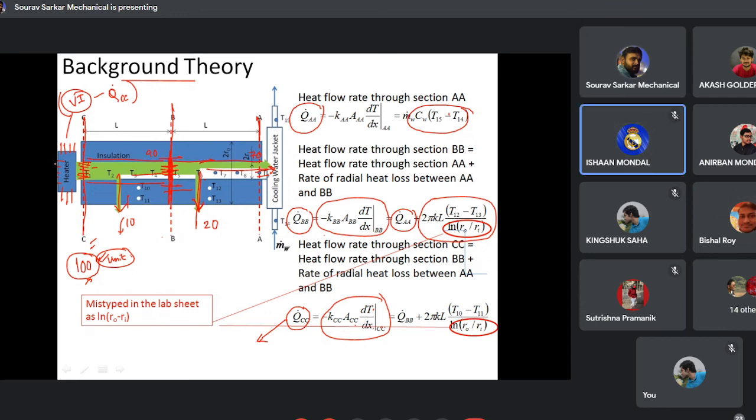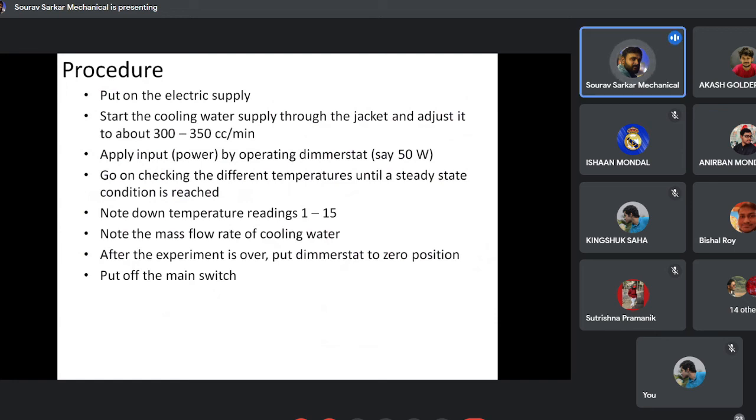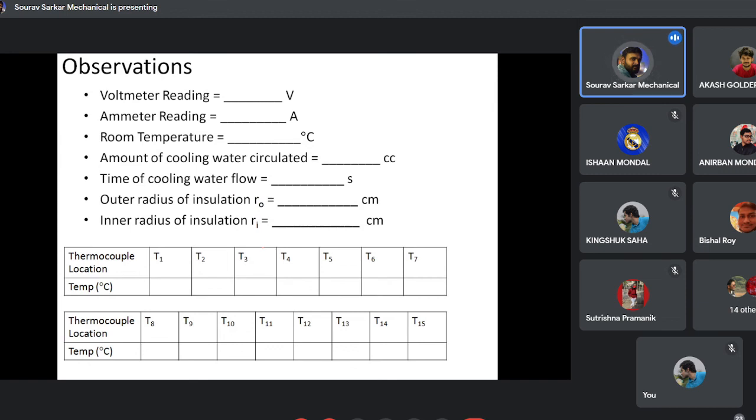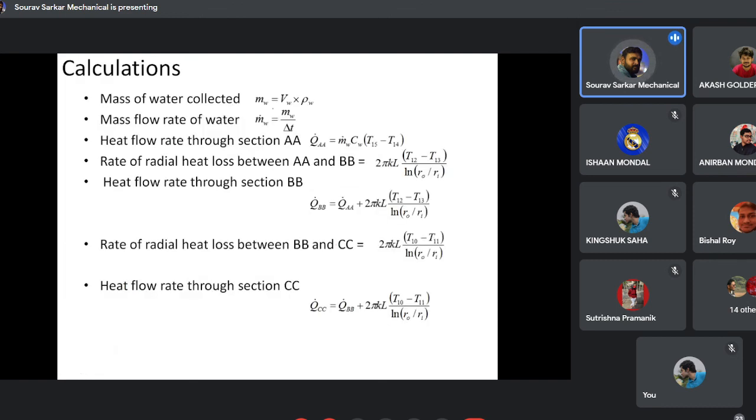Yes, sir. Okay. So, what is the procedure? Put on the electrical supply, start the cooling water supply to the jacket, adjust it to some flow rate, apply input heater power using the dimmerstat, and check the different temperatures until steady state is reached. Note down the temperatures and the mass flow rate of the cooling water. Then the experiment is over: put the dimmerstat in zero position and switch off the main switch. So this is the sequence. These are the readings that you need to take, and you have these mathematical formulas.